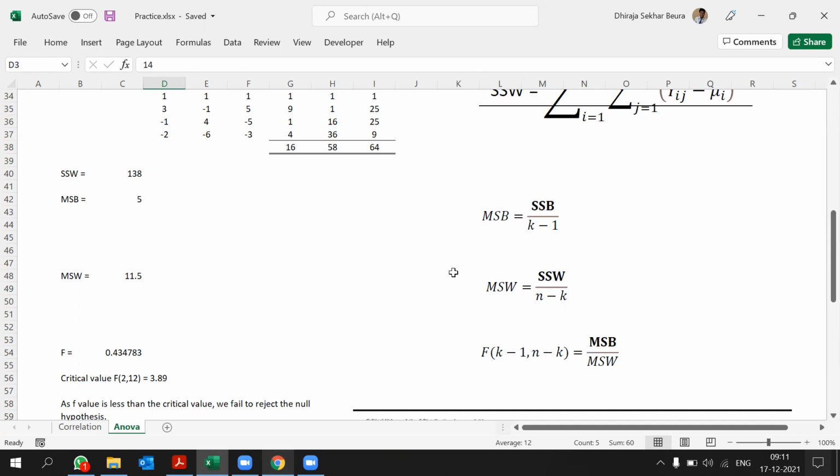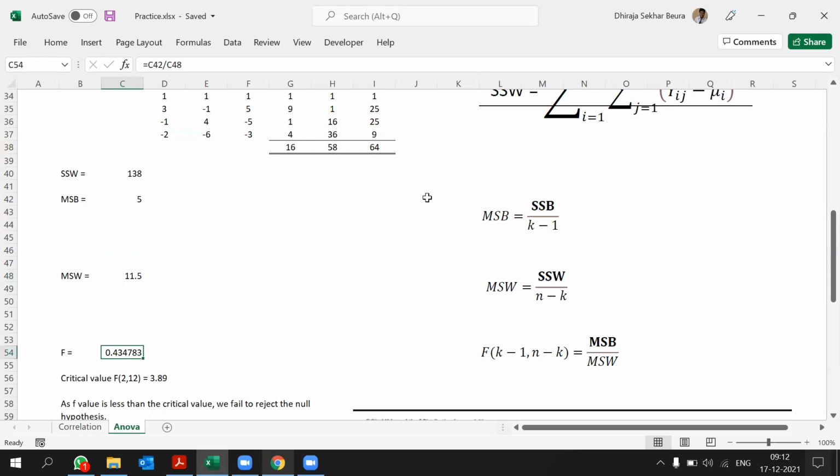So MSW is SSW divided by N minus K. Here we have calculated 138, which was the total of these three numbers, and 138 divided by 15 minus 3. K is nothing but your number of groups, 3. 15 minus 3 is 12, and your 138 divided by 12 is 11.5. MSW you have calculated. Now F is nothing but MSB divided by MSW. So 5 divided by 11.5, that comes to 0.43.